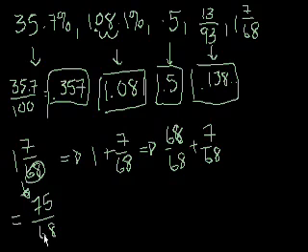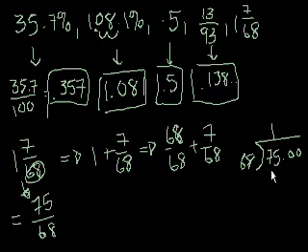And now we convert this to a decimal using the technique we did for 13 over 93. So we say 68 goes into 75. I have a suspicion I'm going to run out of space. But 68 goes into 75 one time. 1 times 68 is 68. 75 minus 68 is 7.